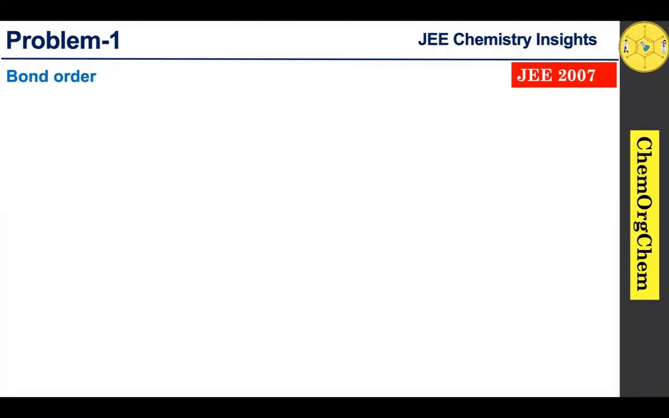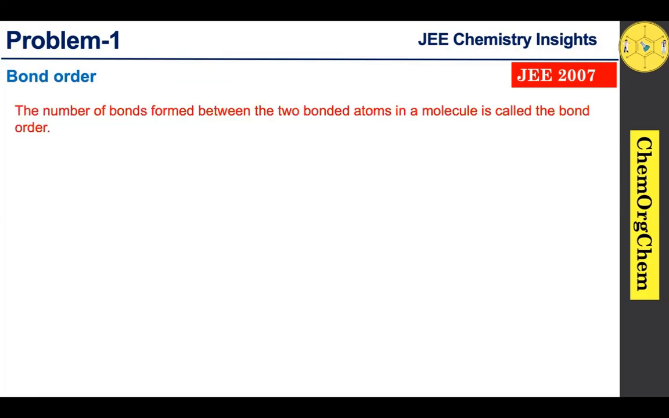Before moving to the options, we should know what bond order means. The bond order definition is that the number of bonds formed between the two bonded atoms in a molecule is called the bond order. For example, take the hydrogen molecule. You see only one bond present between the hydrogen atoms, therefore its bond order is 1.